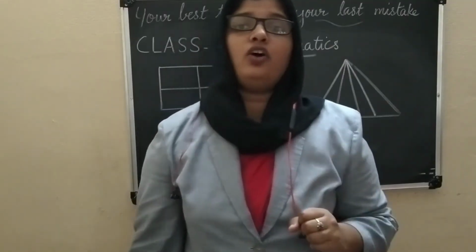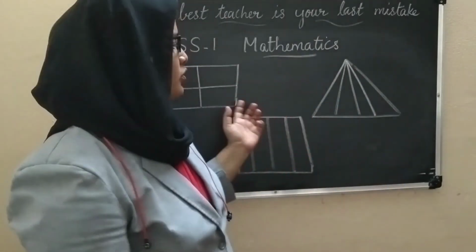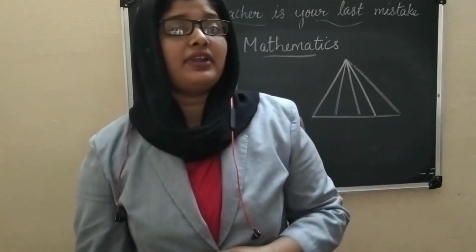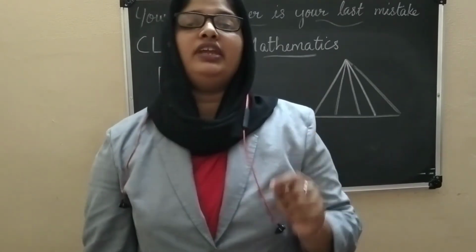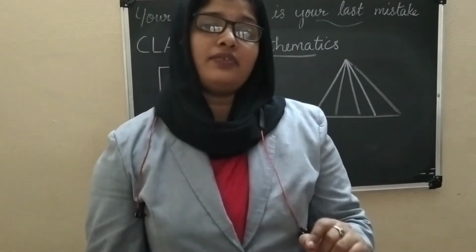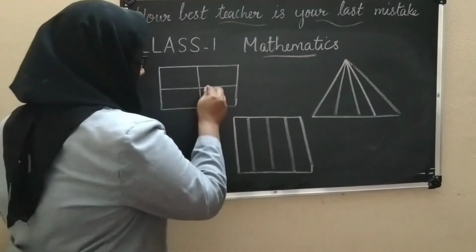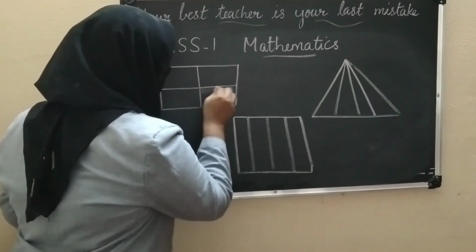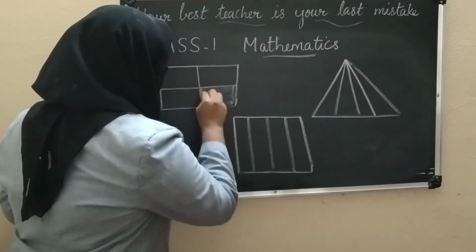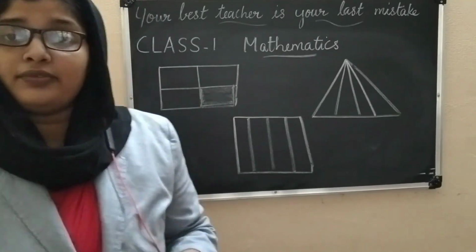So next we are going to do an activity. Color any one portion of the following figures and write the fraction for the shaded part. So we need to color any one part, and we need to write the fraction for the shaded part. So from this I am going to shade this part. Like this I am going to shade, okay. This part I shaded. So I need to write the fraction.